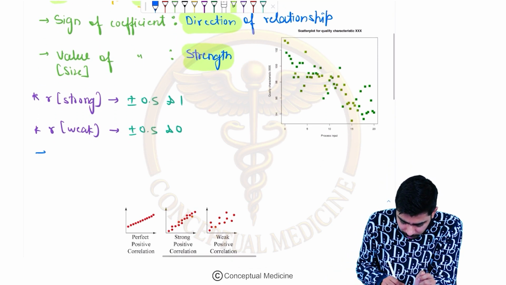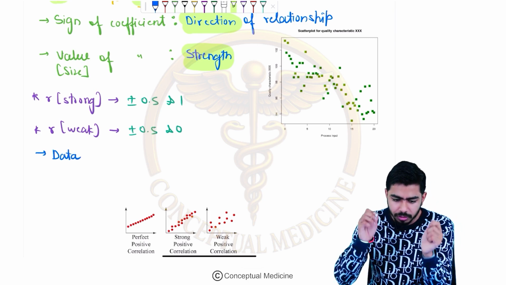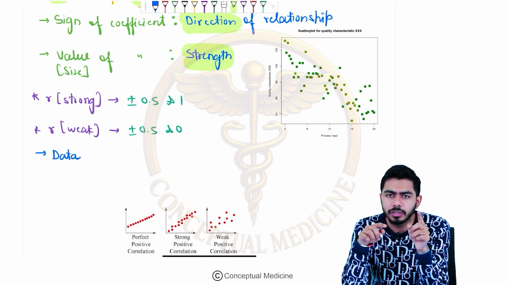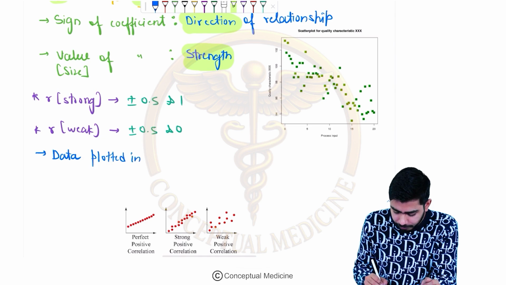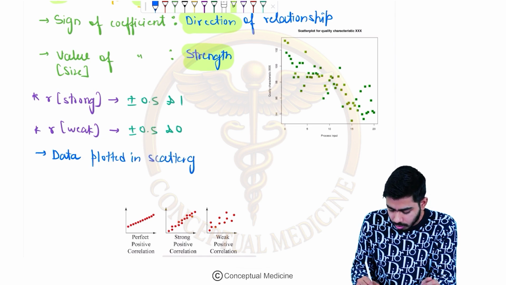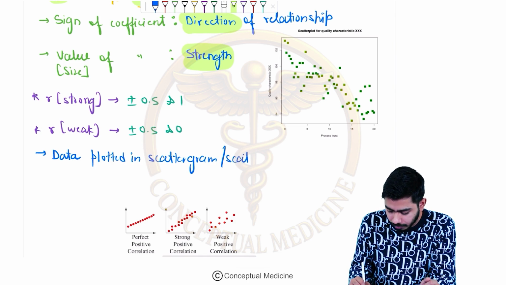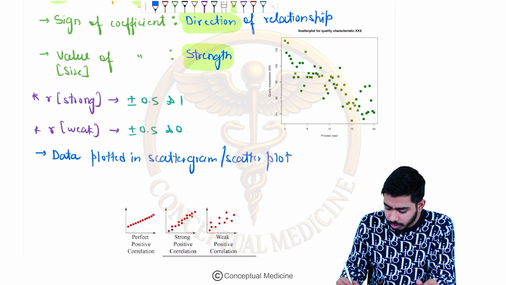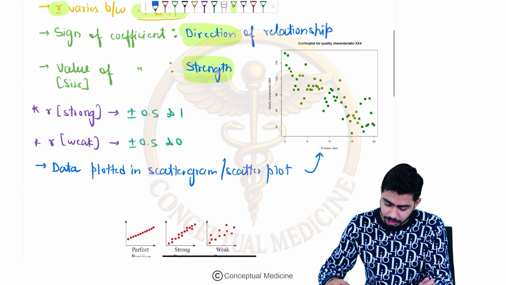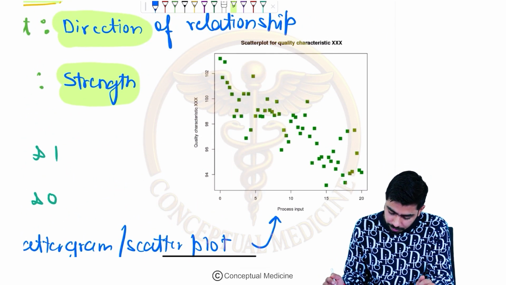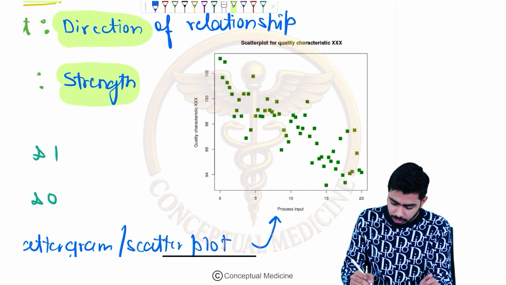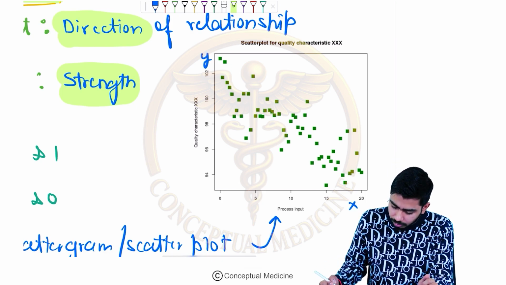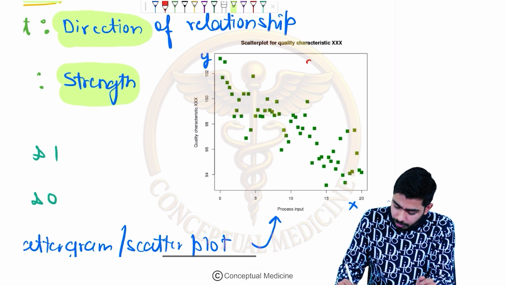Always remember, guys, that the data we are representing will be plotted in the scattergram or scatter plot. What is this scattergram? This is the scatter plot which you can see right now in front of your screen. Here are the scatters: this is the y variable, this is the x variable, and we are talking about two things, one is the strength and another one is the direction.